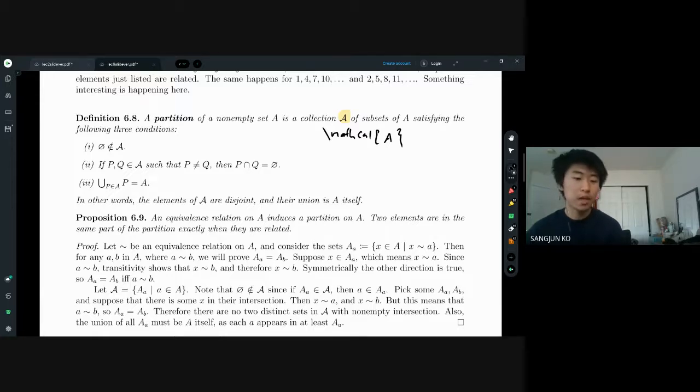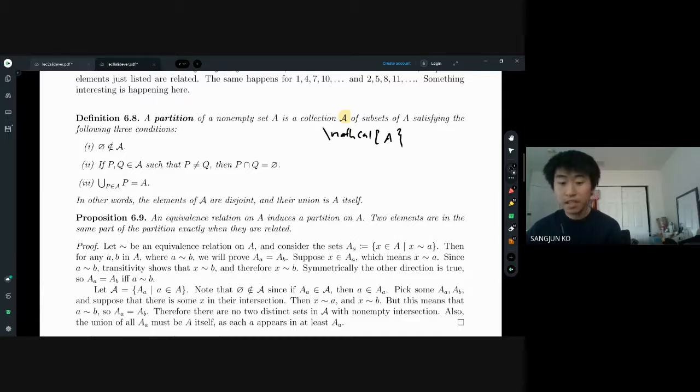So let ~ be an equivalence relation on A, and consider the sets A_a, maybe that's not the best notation, defined such that all x in A such that x is related to little a. Then for any a and b in A, where a is related to b, we want to show that A_a is equal to A_b. If x is in A_a, that means x is related to a. But since a is related to b, we have x is related to a and a is related to b, then x is related to b.